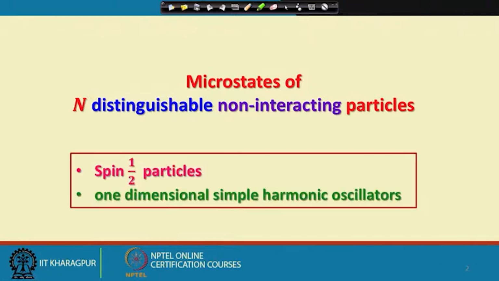In today's class, I am going to focus mainly on spin half particles, and later on we will also see what happens for similar discussions on one dimensional simple harmonic oscillators. So, the basic idea that we have already introduced is that first I am interested in the definition of the microstate for a system in equilibrium, and then I am interested in calculating the number of such microstates.